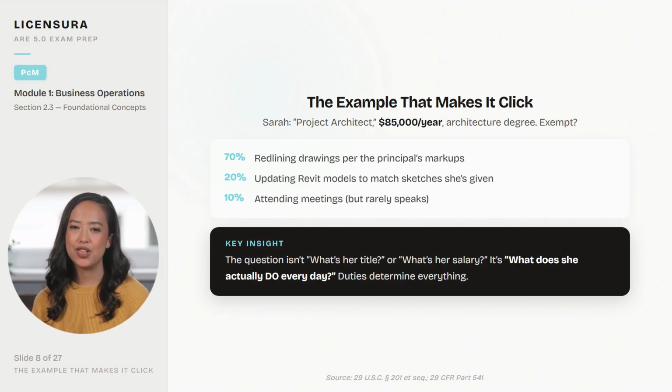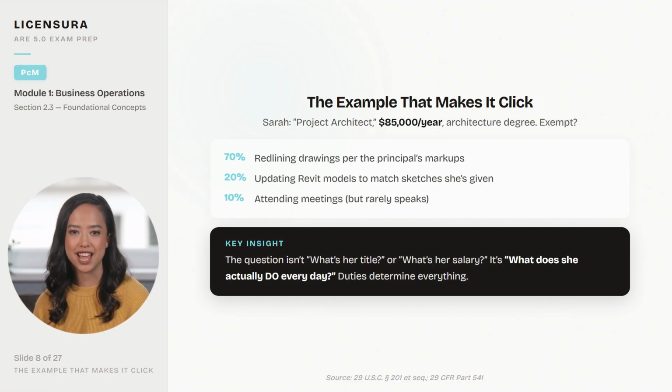Sarah follows instructions. She doesn't exercise independent judgment on significant matters. Despite her title and her salary, she may well be non-exempt and owed overtime for every single hour over 40 she's ever worked. That back pay liability adds up fast. The question isn't what's her title or what's her salary. It's what does she actually do every day? Duties determine everything.